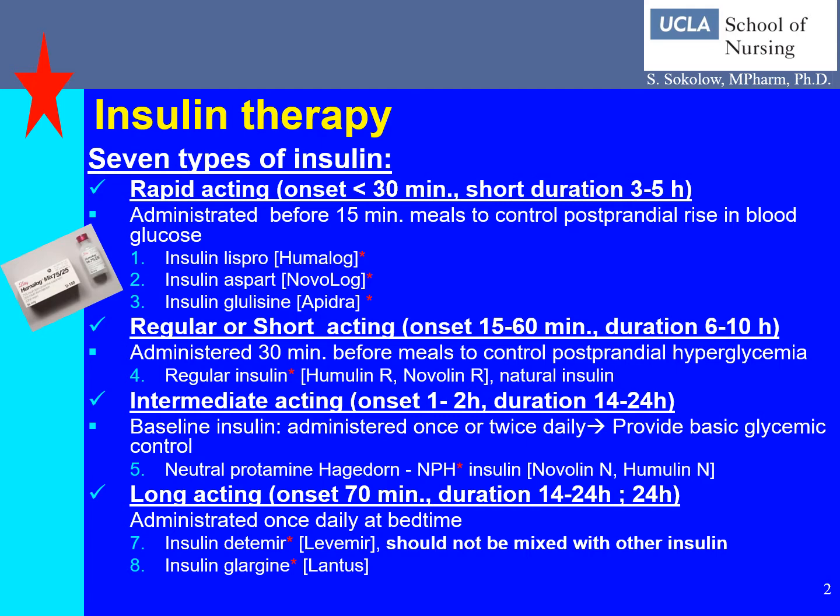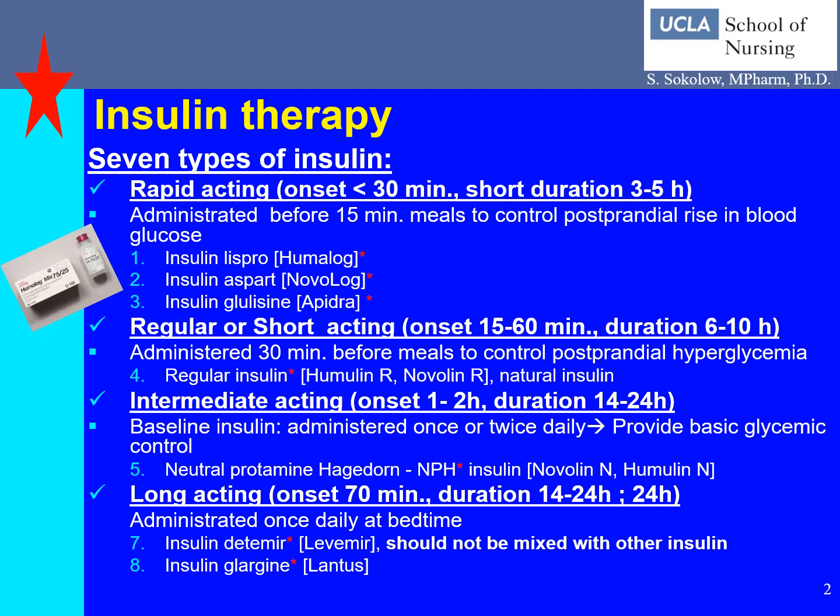Now you have the regular or short acting, which has an onset of action between 15 minutes to an hour and a duration of action between 6 and 10 hours. So you see it's a little bit longer. And this one is administered 30 minutes before meals to control the postprandial hyperglycemia. And this is the regular insulin. This is the natural insulin. And this is the only insulin also that can be given IV. So an IV drip, that would be the regular insulin.